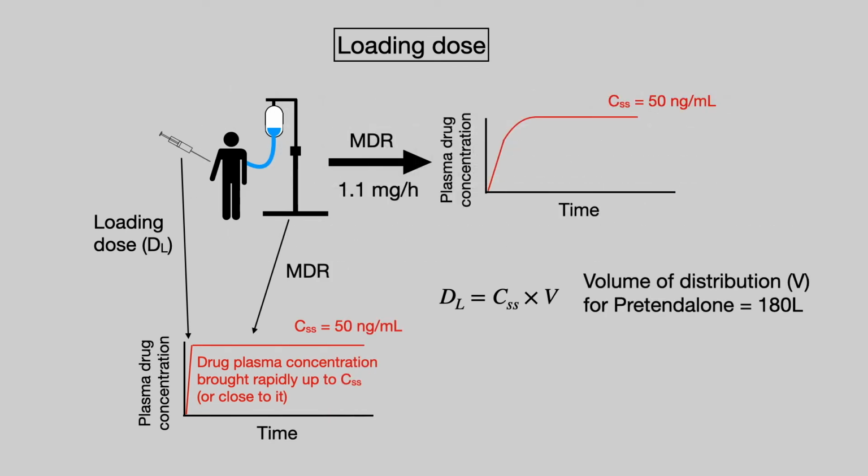The volume of distribution for pretendolone is 180 litres. So if we pop that into the equation, we find that our loading dose is 9 milligrams. So we give a loading dose of 9 milligrams very rapidly. That will raise the drug plasma concentration up to 50 nanograms per mil. And then we maintain that concentration as the steady state concentration by administering the drug with an MDR of 1.1 milligrams per hour.